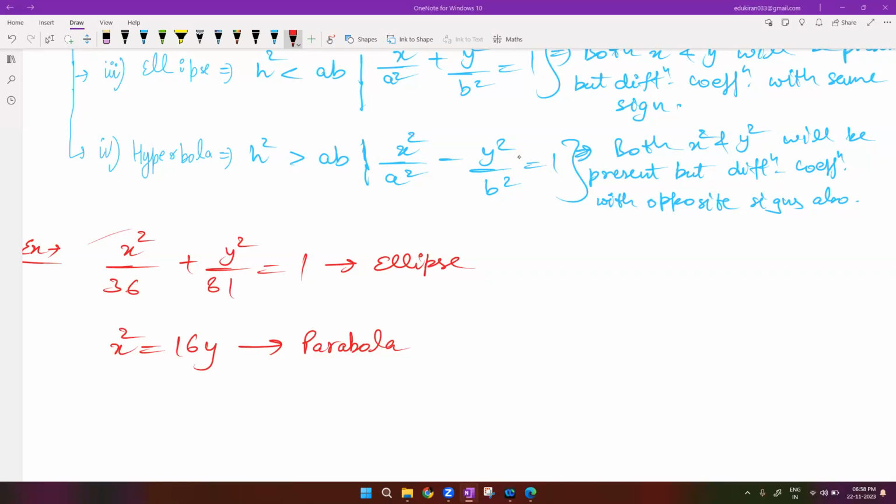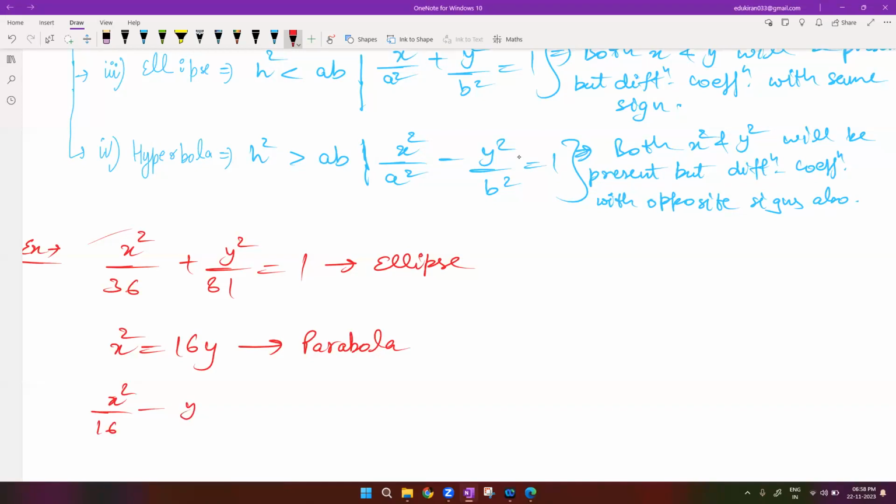So if x square and y square both are not present, it is simple, parabola. Only one is present, right? If both are present and both have the same coefficient, same coefficient meaning if one has 4, then the other also has 4. If one has -2, then the other has -2, right? Same coefficient, then circle. If different coefficient but with the same sign, ellipse. If different coefficient but with opposite sign, hyperbola.